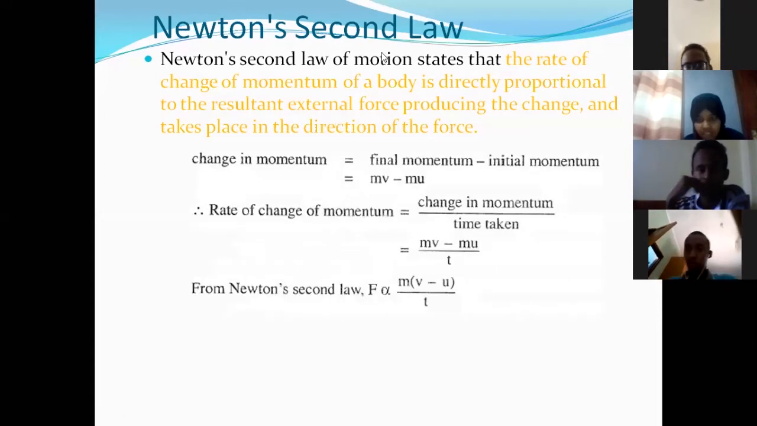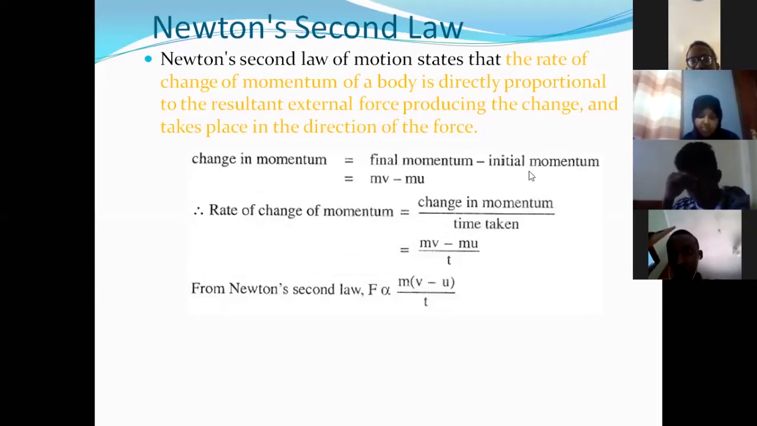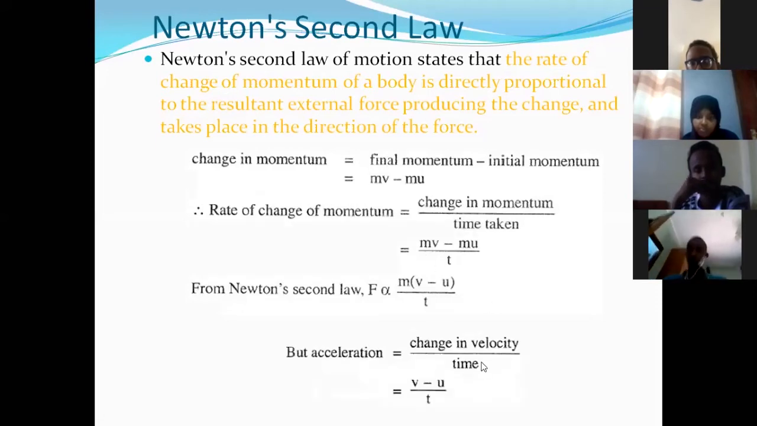So according to Newton's second law, we are talking about change in momentum per unit time. The change in momentum means we have final momentum minus initial momentum, which is the same as mv minus mu. So you can be asked in the exam to show that F is equals to ma. This is how we start it.